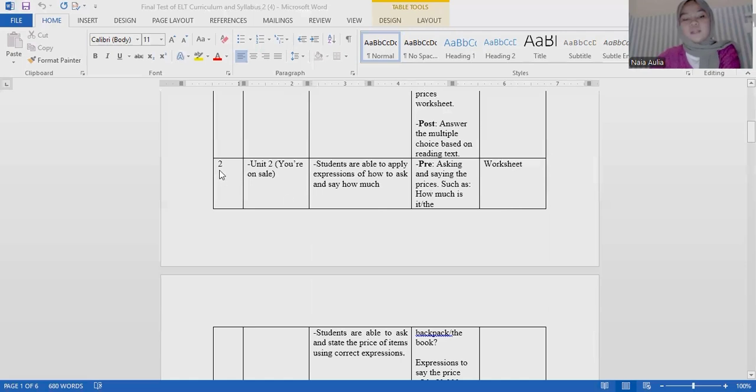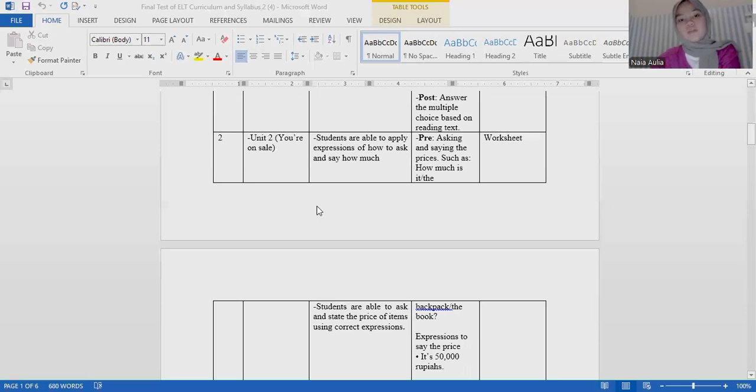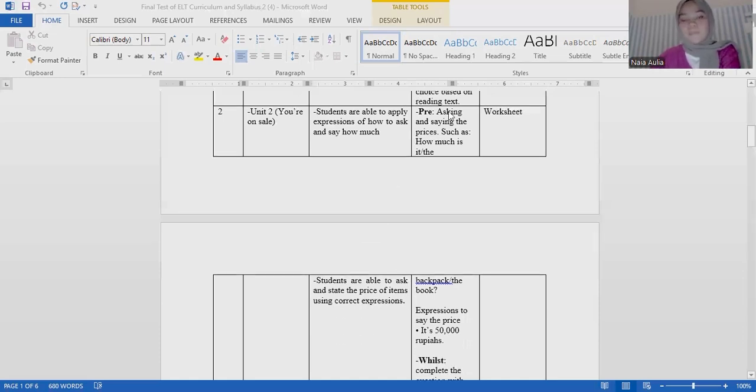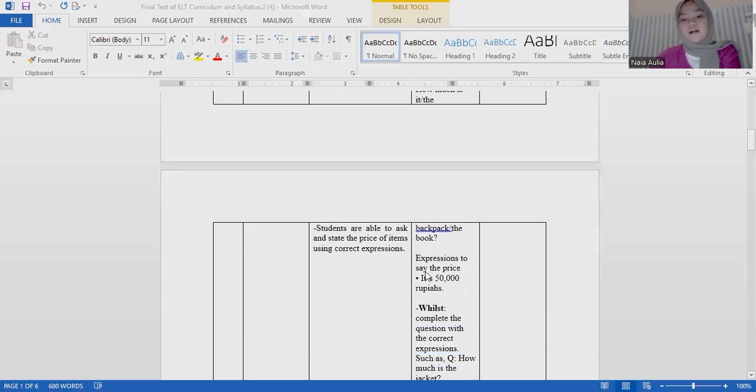Moving on to week 2, unit 2 "Your On Cell," my learning objectives are that students are able to apply expressions of how to ask and say how much, and to ask and state the price of items using correct expressions. Starting from the pre-activity in the book English for Nusantara, Unit 2, the pre-activity is asking and saying the price, such as "How much is it, the backpack or the book?", and they could answer with expressions to say the price.